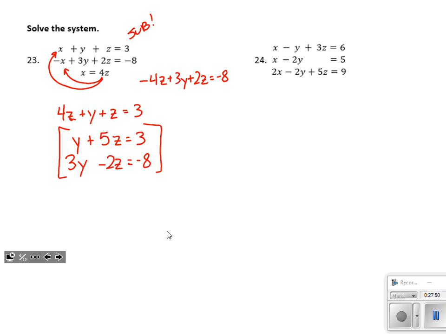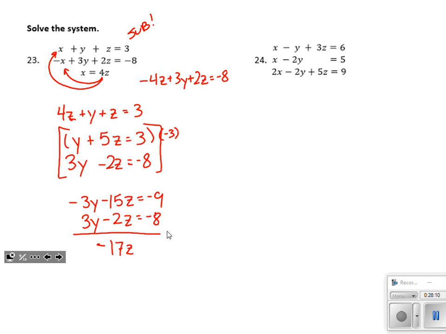All right, from there, I think the y's look pretty easy to cancel out here, so I'm going to multiply that top equation by negative 3. I'll have negative 3y minus 15z equals negative 9. Bottom equation will not change. And when I combine those together, I find negative 17z equals negative 17. Z equals 1. So my ordered triple, I'm thinking that z has to equal 1.